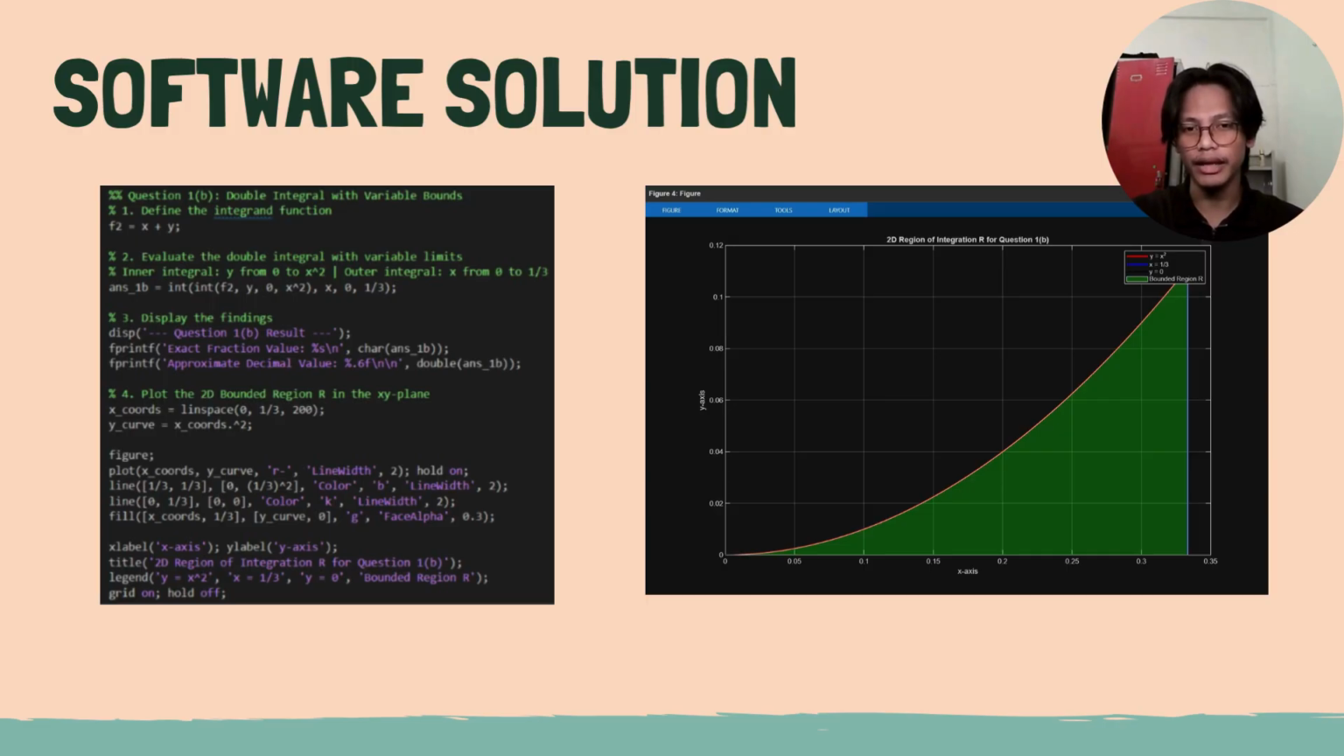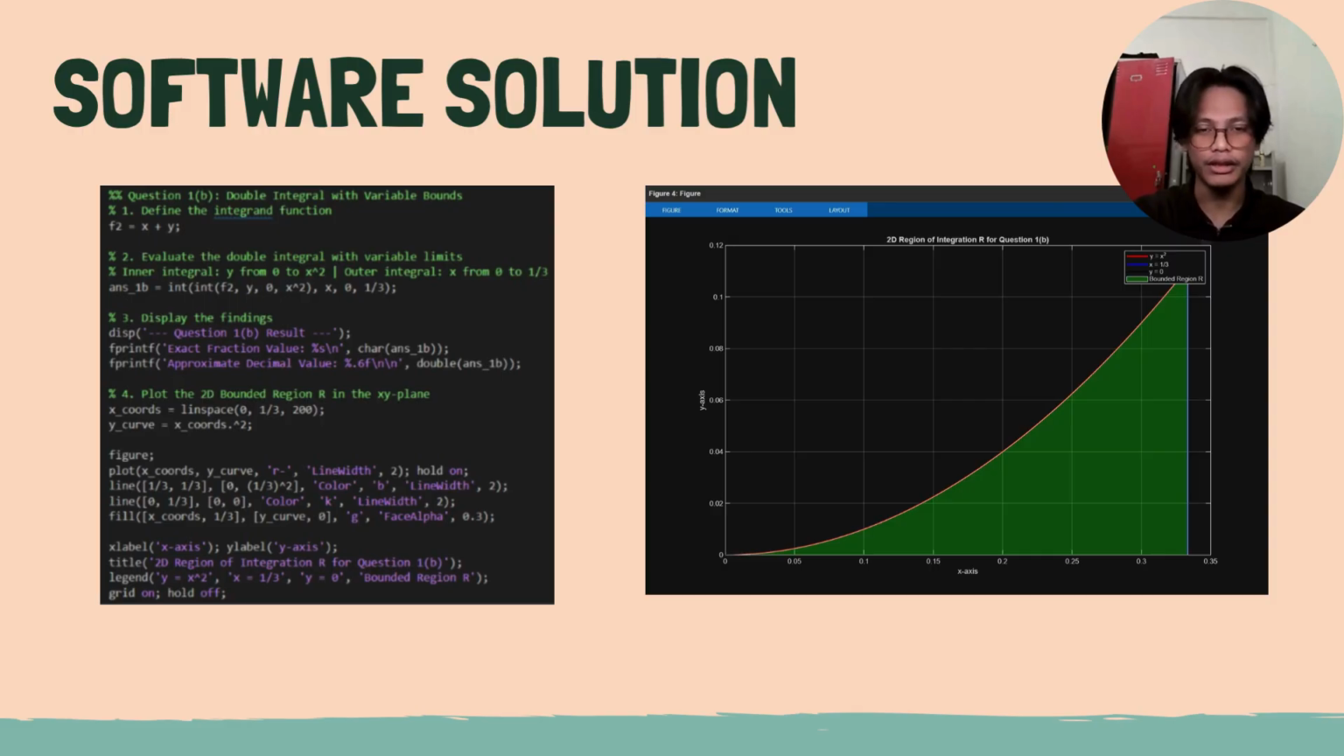We put in the n-th underscore 1b equals int in bracket, int in bracket, f2, y from 0 to x to the power of 2, of bracket, x from 0 to 1 over 3, end of bracket. So the integration order matters a lot here because the inner boundaries depend on x. We must integrate with respect to y first, so the variable resolves properly into a final constant.